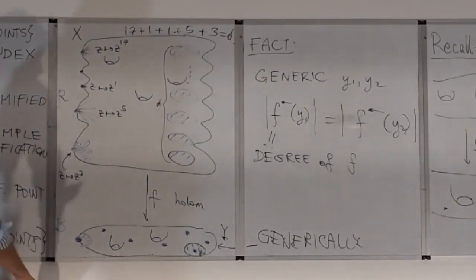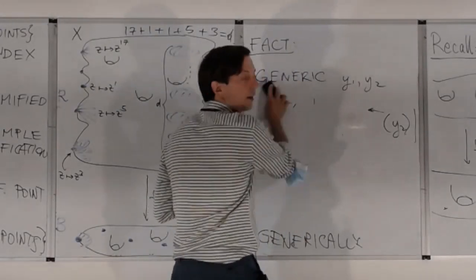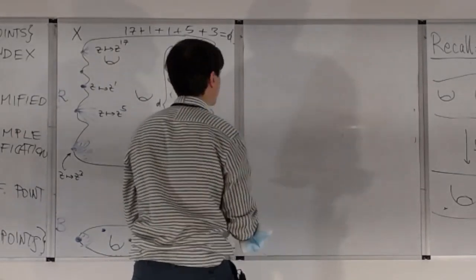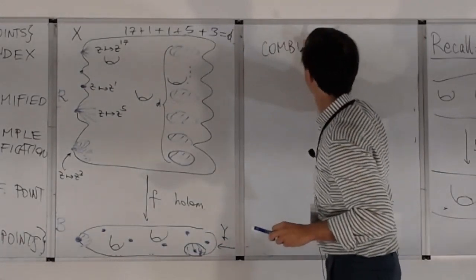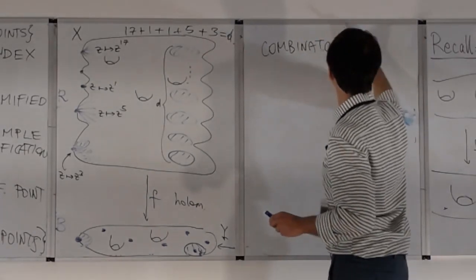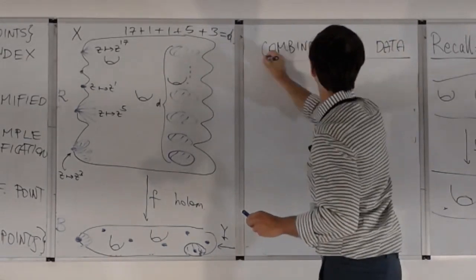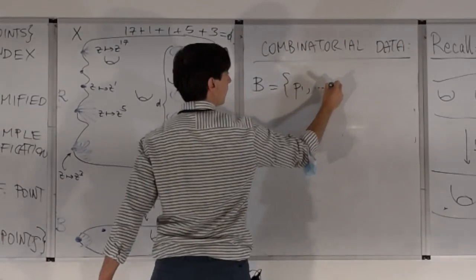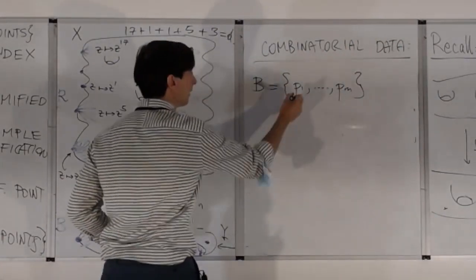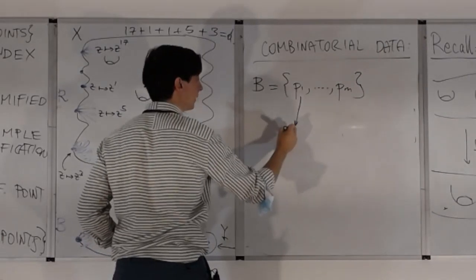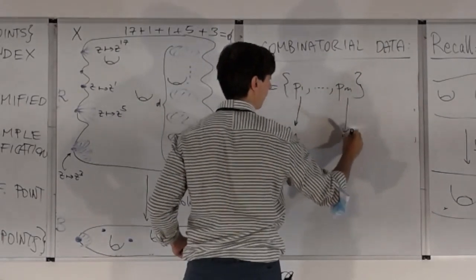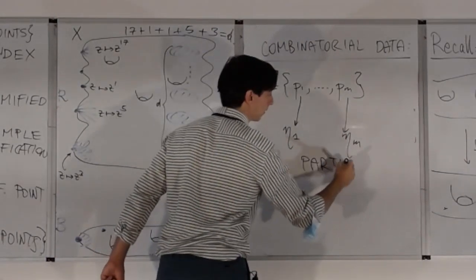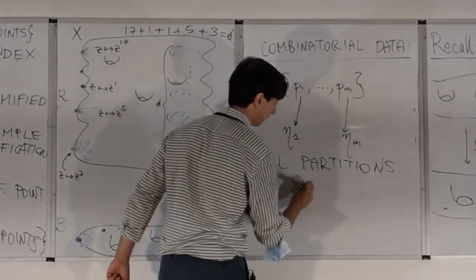So at the end of the day, your data is just a bunch of partitions. So you can build the combinatorial data. You take a B, say P1, ..., Pm, and each of them will give you a partition. Let me call them eta 1, ..., eta m. These are all partitions of the same D.